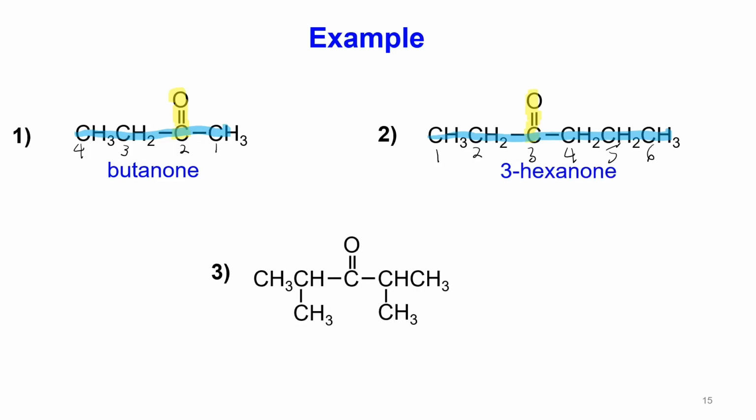Example 3. This structure is a ketone. Carbon double bonded to oxygen and has a carbon chain at both sides. The longest continuous carbon chain is carbon number 1, 2, 3, 4, and 5.